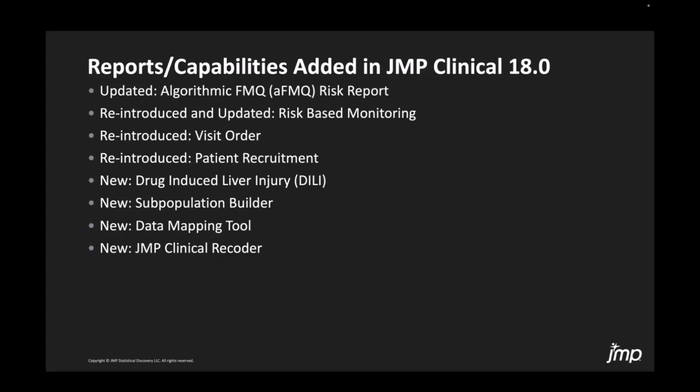So we'll start off with something that might have been in 17 that we updated. This is the algorithmic aFMQs risk report. We've reintroduced risk-based monitoring and made some updates to it. So we'll cover that. Also, we'll just briefly go over the visit order and patient recruitment. We reintroduced those in version 18 as well. And then we'll end with a bunch of new things, such as a drug-induced liver injury report, subpopulation builder tool, a data mapping tool, and something we call a JMP Clinical Recoder.